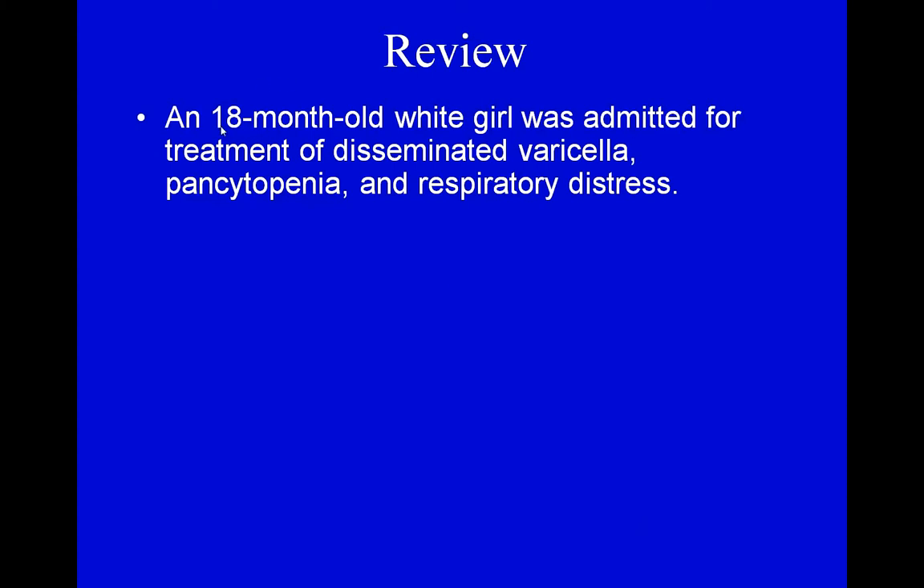And so we have a girl that's about a year and a half old. She was admitted for varicella, and varicella is the fancy name some of you know for chicken pox. Disseminated is a term that we'll use later in the lecture, and disseminated means scattered or diffuse, so she has a fairly severe case of the chicken pox.